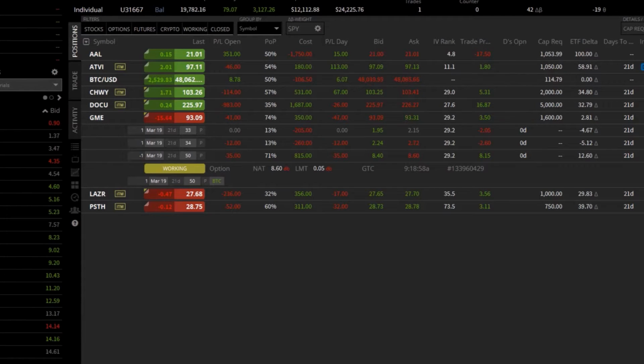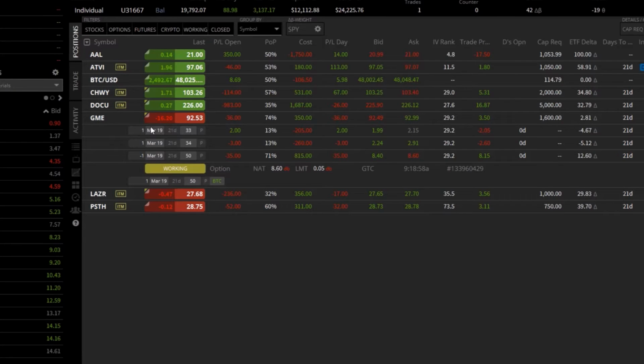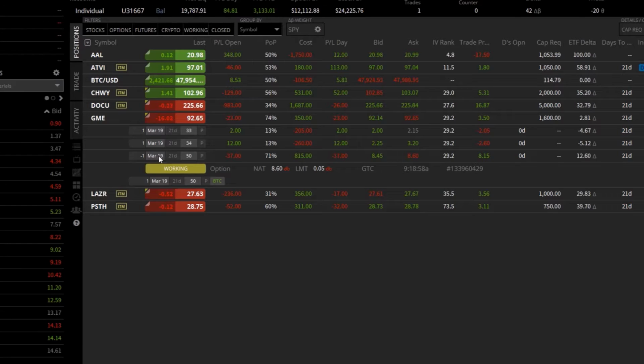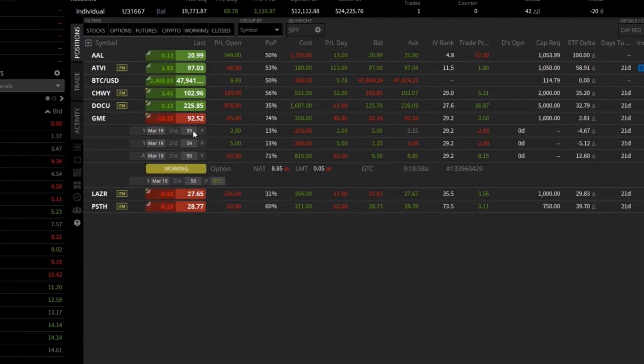I'm trying to experiment with this video capture software, but I just made a trade. You guys didn't see it, but the software didn't work out. So GameStop, I'm trying to capitalize on that movement. I put a put order in for 50, and then I put a backspread in, which is basically I bought a 34 and a 33 put, just to limit my risk.